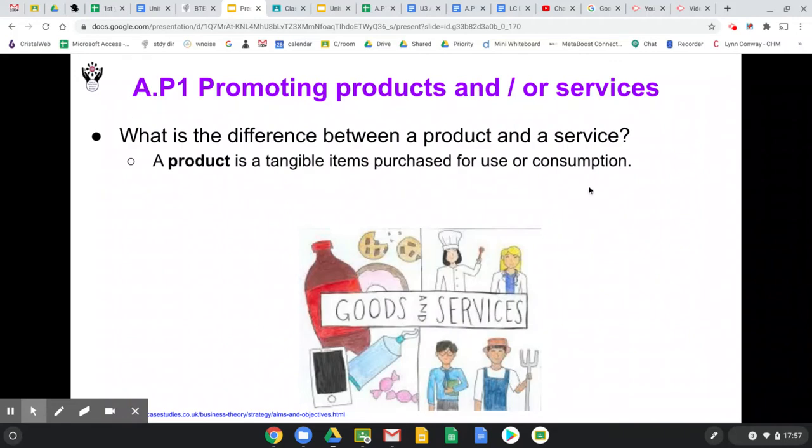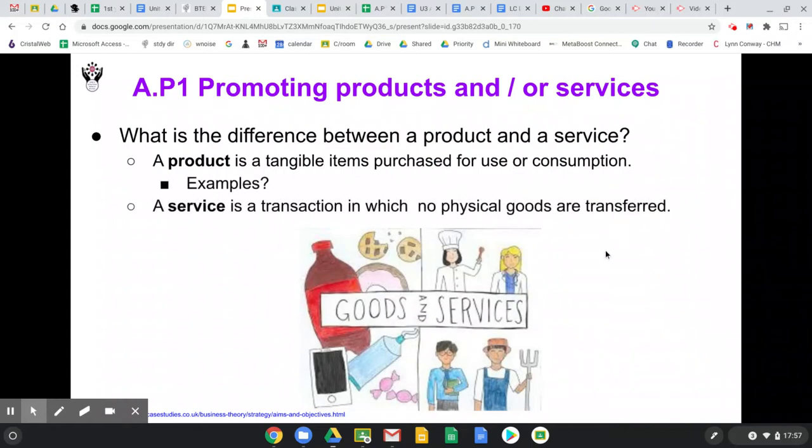Well, a product is a tangible item. So I don't know, a can of Coke or a piece of software or a car or a house, something you can buy and use or consume. A service, however, is a transaction where no physical things are transferred. So it might be somebody who's going to fix your computer for you. Someone's going to come to your house and do the electrics and make sure your lights are working. So someone who provides a service. So in your first topic, you can talk about either a company who's promoting its products or its services.